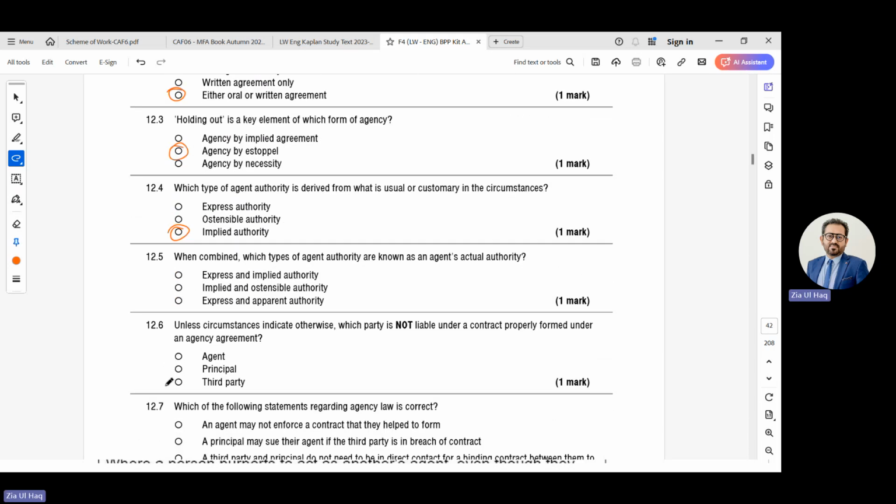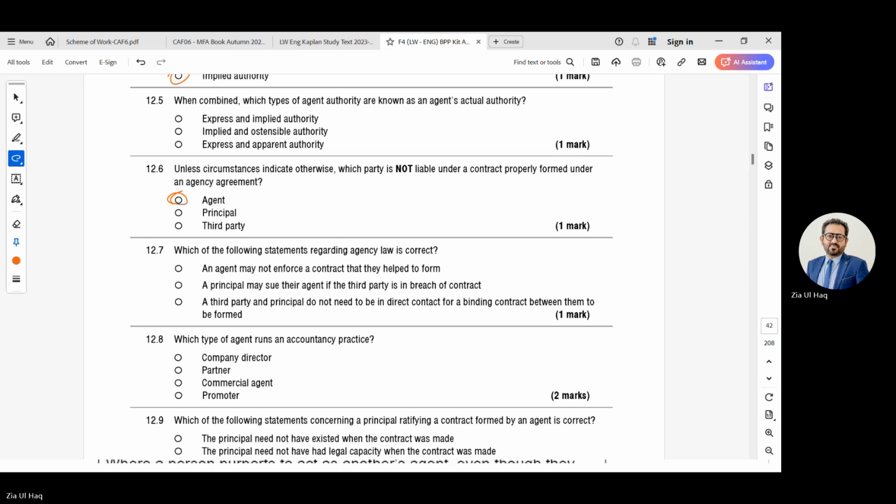12.5. Unless circumstances indicate otherwise, which party is not liable under a contract properly formed under an agency agreement? Who will be liable? Principal and third party. Who will not be liable? Agent, because he is working on behalf. So, unless circumstances indicate otherwise. Circumstances indicate otherwise means the agent has a signed contract with his name, the principal was not there, something like that.